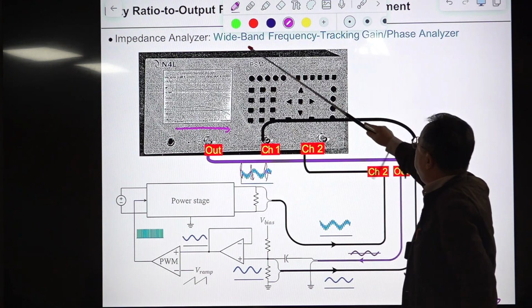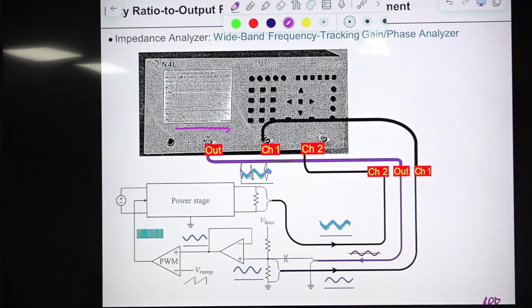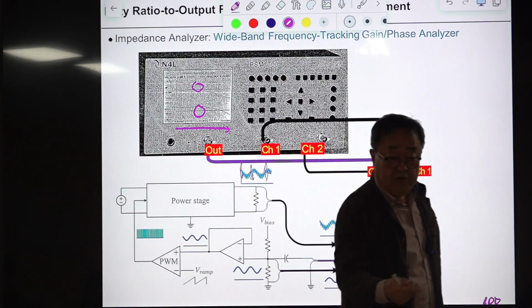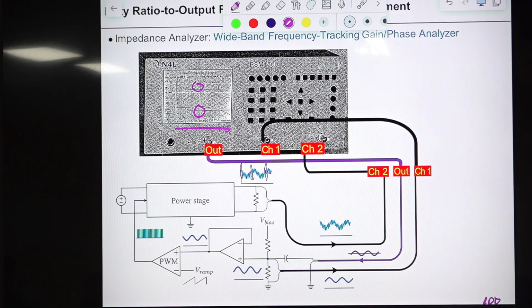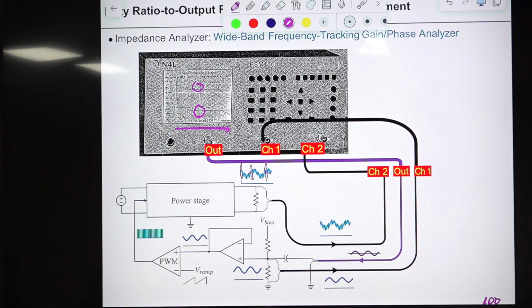So it's called wideband frequency tracking, gain and phase is shown here. And because of this, it is called a wideband frequency tracking gain and phase analyzer. Okay? Understand it this way. If you understand it simply as an impedance analyzer, you may try to just measure the impedance of something, which is a very absurd way of using this equipment. Okay, so we take a 3-minute break here, and we'll continue what we are doing now. Okay, all right.